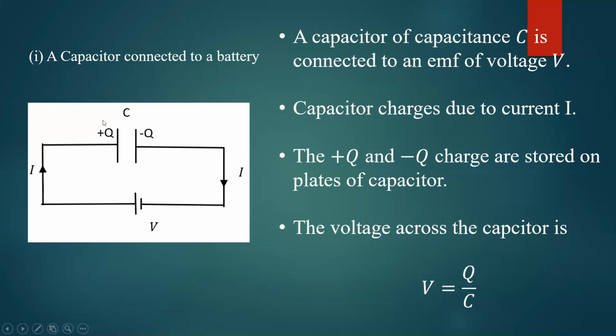Okay, then what is the expression for voltage across the capacitor? The voltage across the capacitor is given by V is equal to charge divided by capacitance, Q by C. So this is the formula for voltage across the capacitor. So it depends on charge stored and it depends on the capacitance.